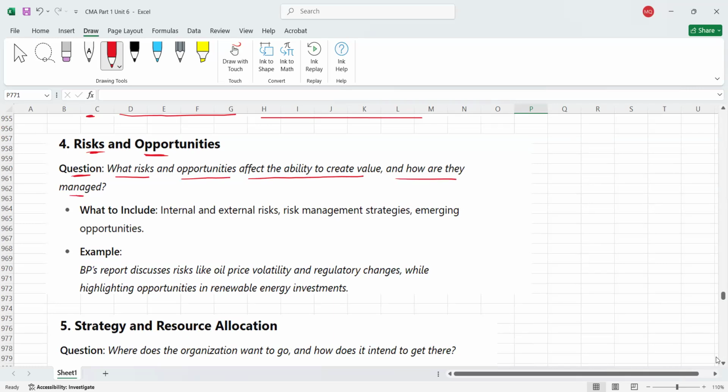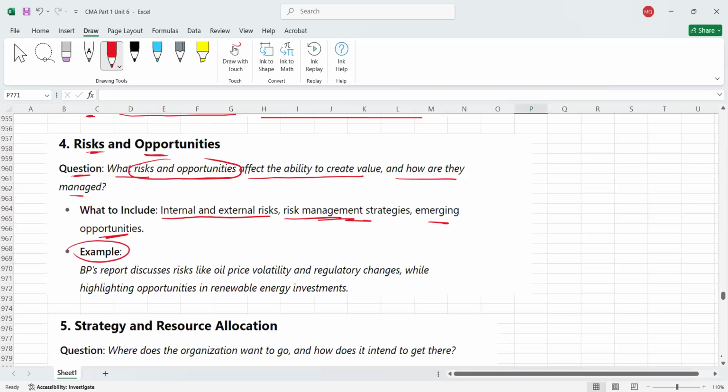It means our focus is on risks and opportunities. To answer this question, we need to include internal and external risks, whatever risks we are facing. For example, external risk could be new regulations; the government is publishing new regulations and we need to follow those. We also need to include risk management strategies, which strategies we follow, and emerging opportunities.